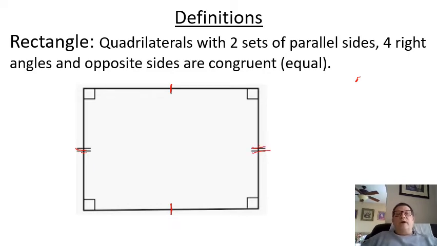Now, one thing we do have in a rectangle is it has to have four right angles. And right angles, how many degrees? If you said 90, that's correct. So each one of these is a 90-degree angle. And they have to be 90 degrees in order for this to be a rectangle. So two sets of parallel sides and four right angles. That's what makes it a rectangle. Now let's see how this changes when we go to a rhombus.